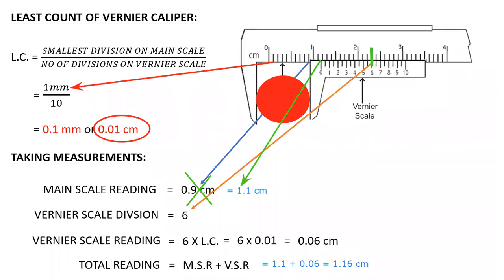Yeah, Arnav, we are multiplying by 0.01 because that is the divisions into which your 1 mm was divided. And we were just checking which division was coinciding. So within that 1 mm, your 6th division was coinciding. So it was multiplied by the least count, the minimum value.